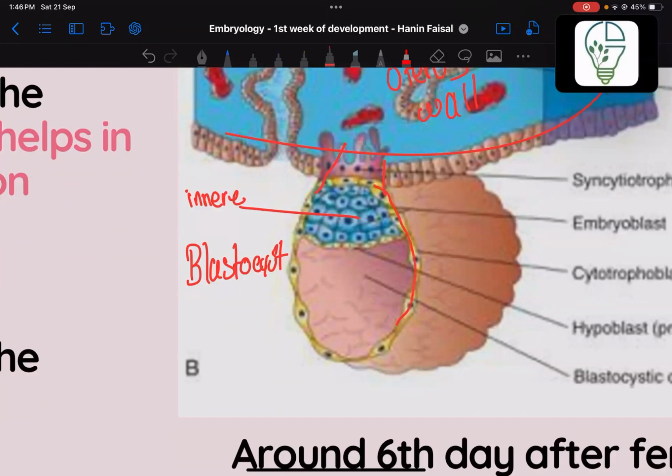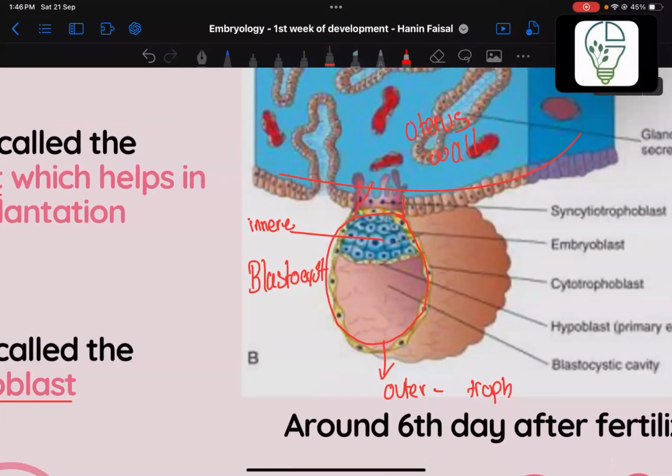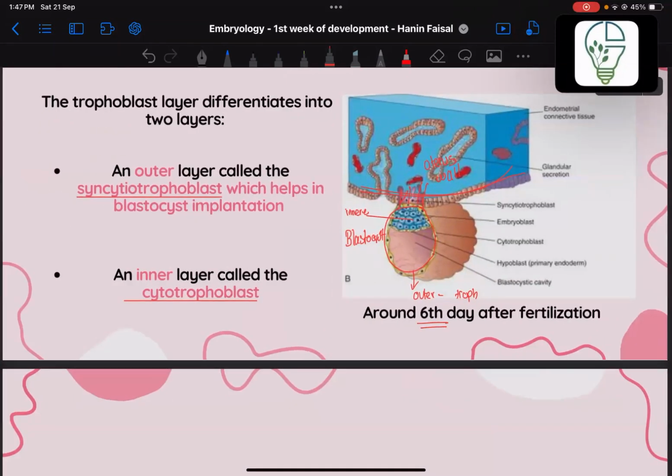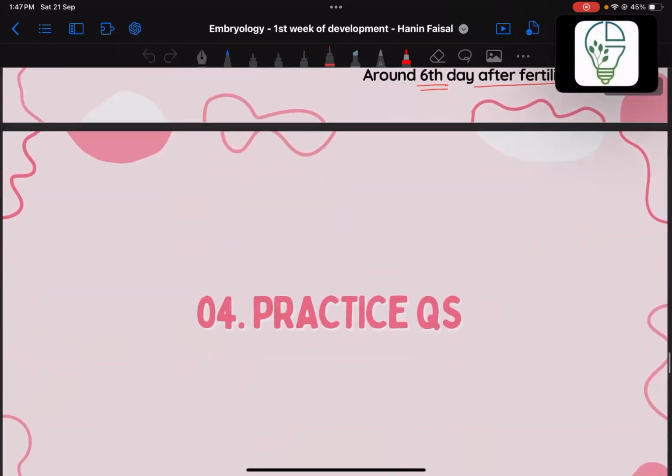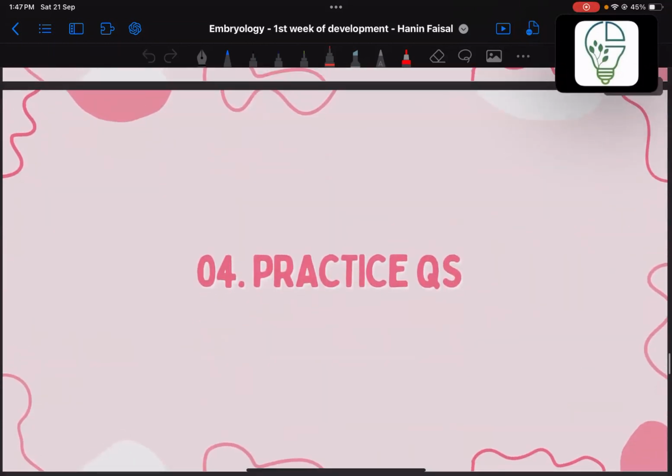And outside here, this is going to be the outer cell mass, which is the trophoblast. And this trophoblast again will divide into 2 things, the cytotrophoblast and the syncytiotrophoblast. The syncytiotrophoblast is the one that's going to be implanted in the uterus wall. And this happens around the 6th day of fertilization. And by that, we're done with the first week of development. And basically, we're done with the whole lecture.